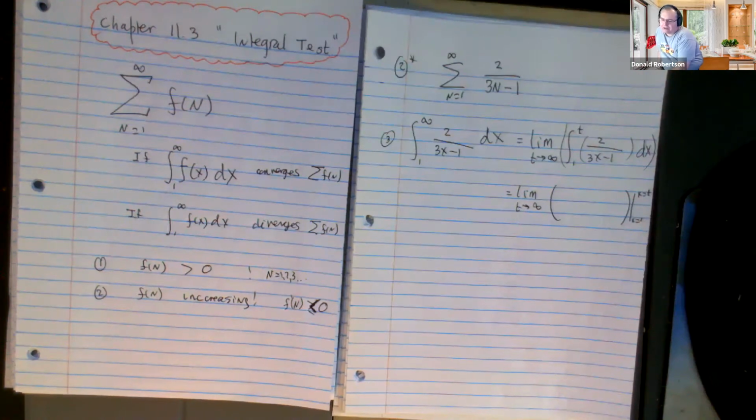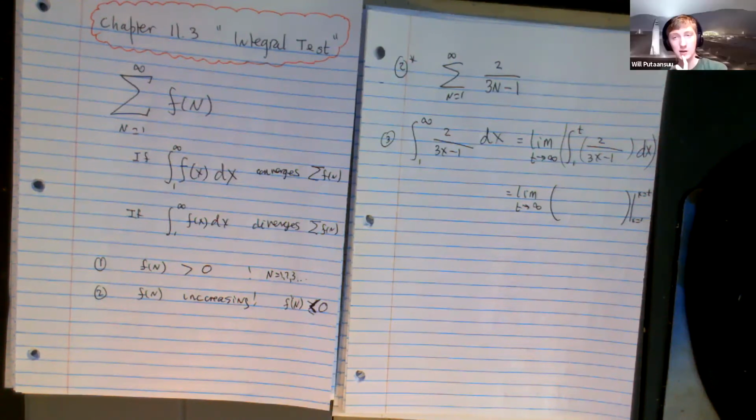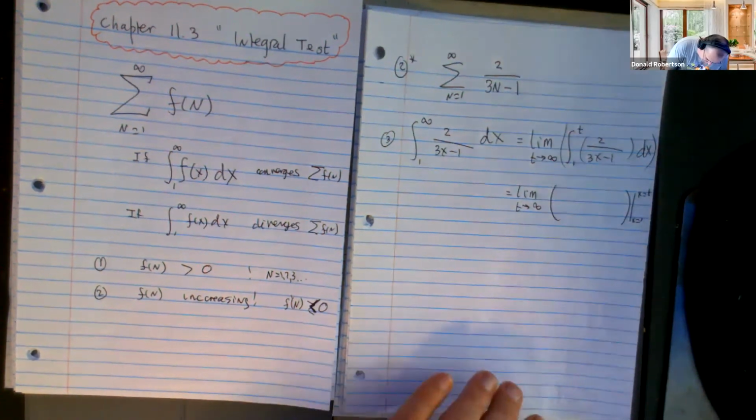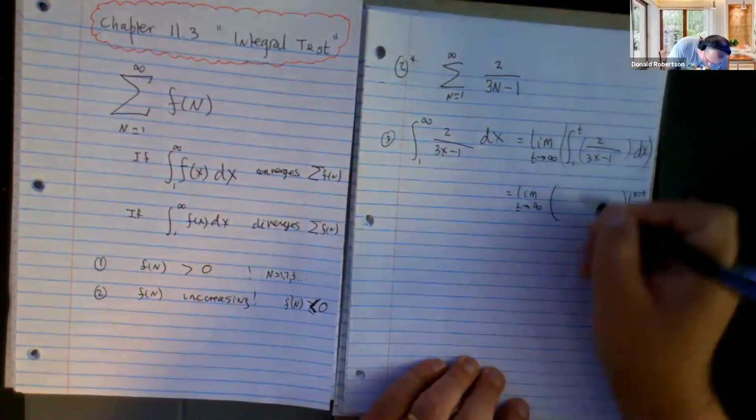I'm going to integrate 2 over 3x minus 1. What kind of function do you get? You don't need to tell me the details, but just the big picture. What kind of function do you get when you integrate those kind of fractions? What's its main feature? What's it got in it? Natural log. It's got a natural log. Now that 2 goes there, and you get a natural log.